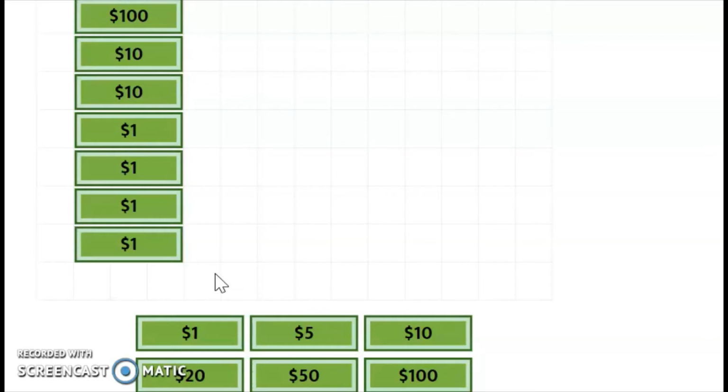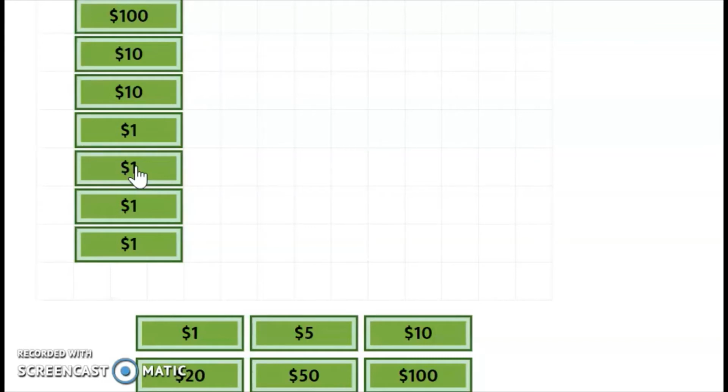We like to use ones, tens, and hundreds because they're very similar to our place value chart. My last question to you, my friends, is how is counting up to $124 with these money bills different from counting up to 124 with our bundle sticks? Go ahead and pause here and talk to a friend or a family member, and then we will talk together about it as a team.